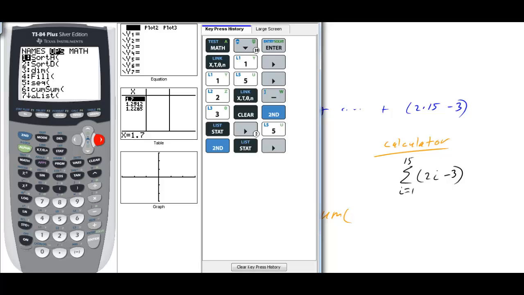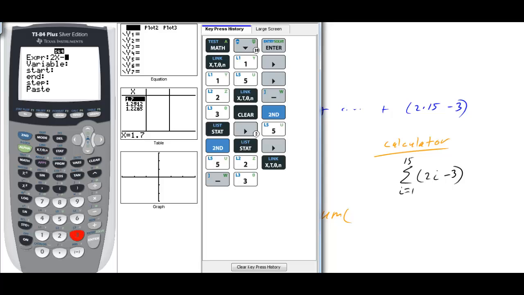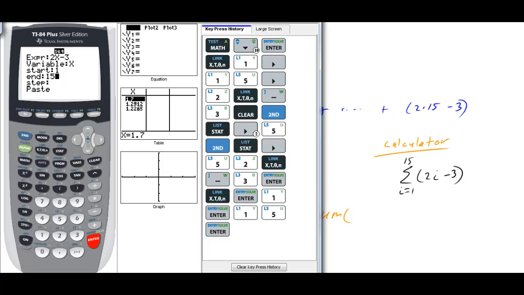Now again, on your calculator it may look like this, and it says type in your expression. That means you would type in 2x minus 3. So 2x minus 3. And the variable is simply the variable you're using, which is x. Where do you want to start? We start at 1 and we end at 15. And of course here the step, we're counting by 1, so your step is 1. And then if you select paste, it's going to paste it into your calculator.